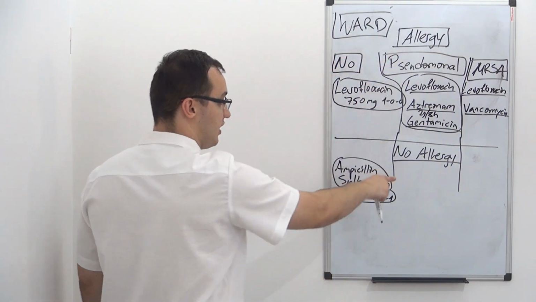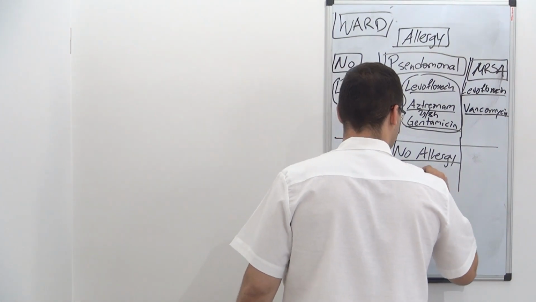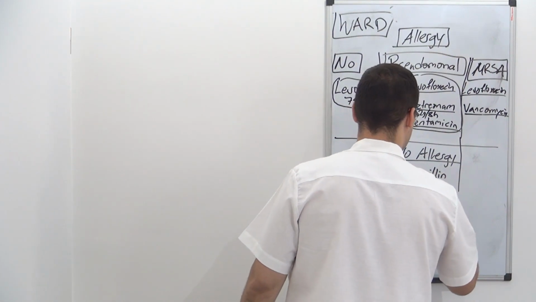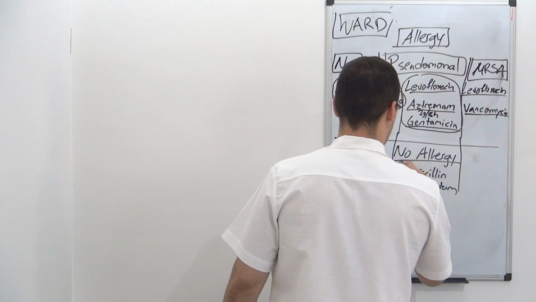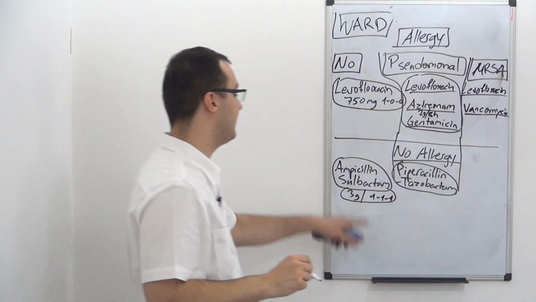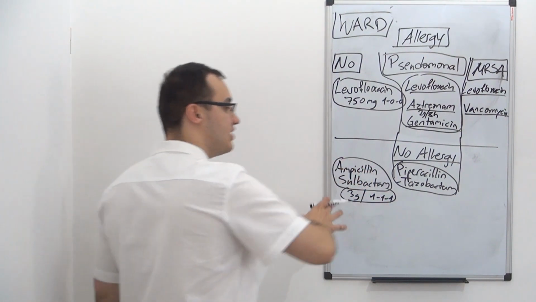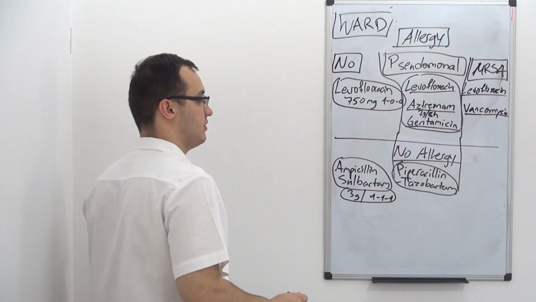For pseudomonal, we will use another beta-lactam. It's called piperacillin tazobactam. This is better against Pseudomonal than the ampicillin. So please don't use this beta-lactam, ampicillin sulbactam. Instead, use the piperacillin tazobactam against Pseudomonal.